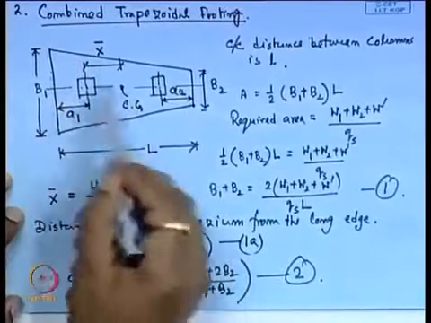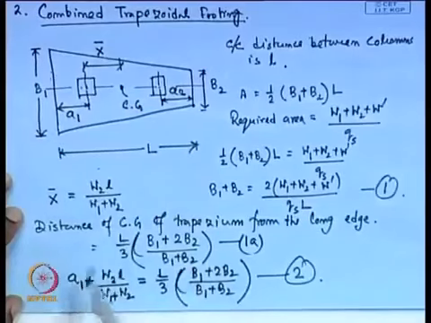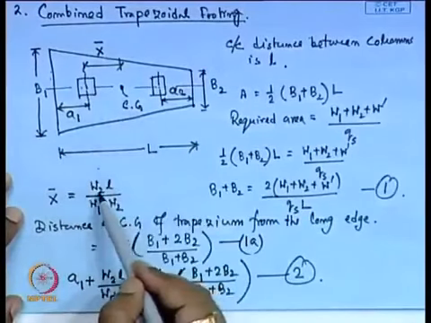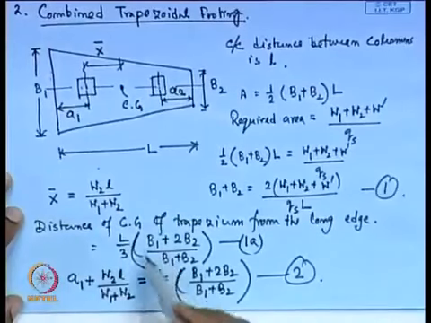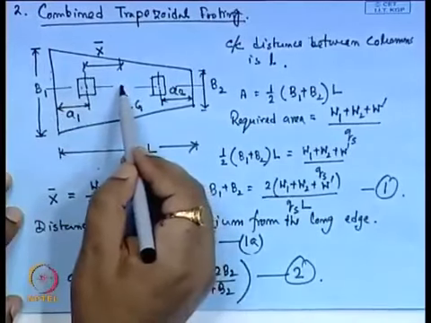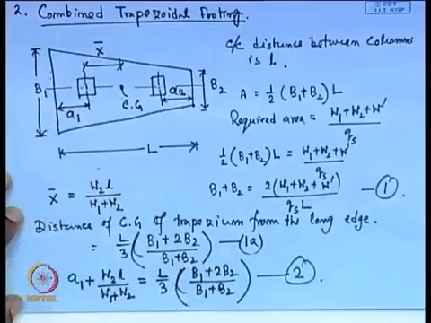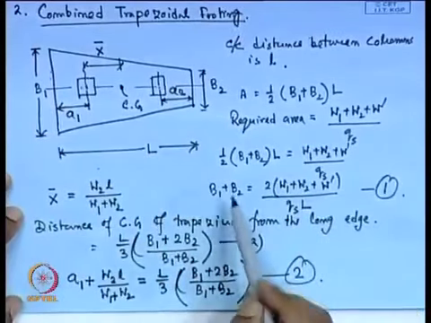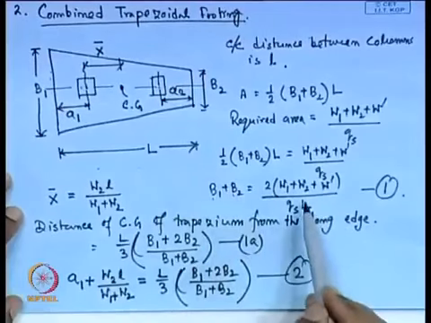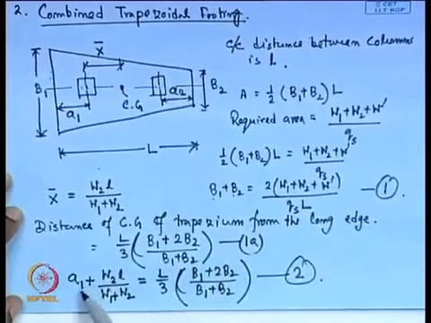So, from this figure we can say that a 1 plus x bar is W 2 L divided by W 1 plus W 2. This x bar is equal to the distance of the C G of the foundation from the long edge. So, now in this expression the unknowns are B 1, B 2, L, and then small a 1.